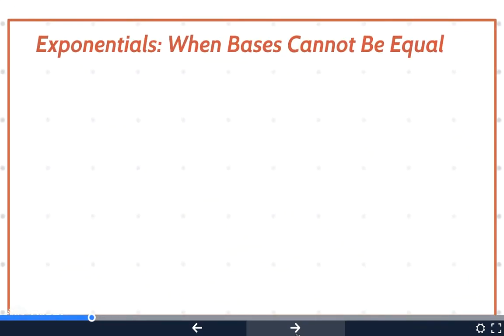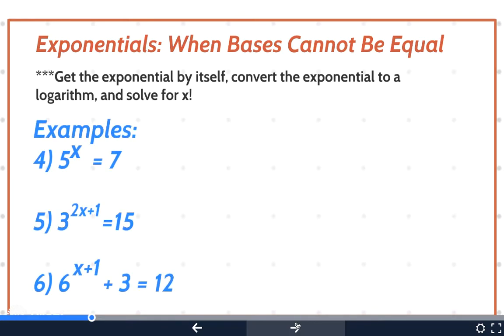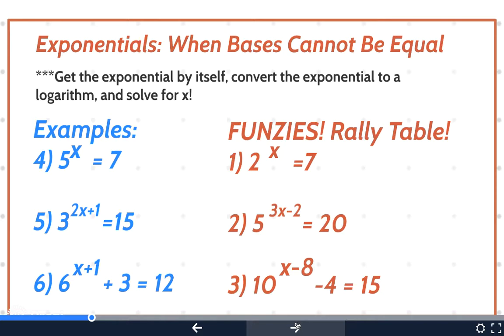Alrighty, now the next type of exponential equations are when the bases cannot be equal, so we cannot get the same base on both sides. The idea for these is to get the exponential on one side by itself, so nothing is multiplying or adding or subtracting to our exponential. The next step is to convert the exponential to a logarithm, using our skills of converting from one form to the other. Then we'll just solve for x. These are the example problems we're going to do, and later on in class, we will do these funsies. So go ahead and pause the video and watch example problems 4 through 6.